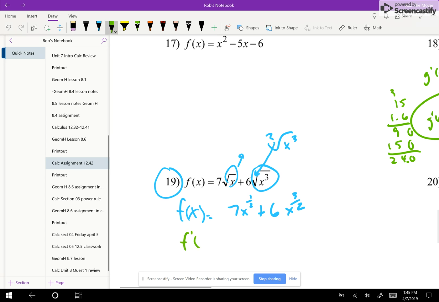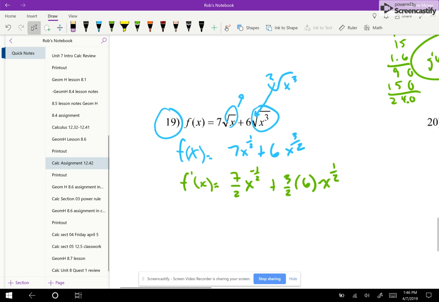F prime of x. I bring the 1/2 in front. That's going to be 7 times 1/2 is 7/2. And 1/2 minus 1 is -1/2. I'm going to take the 3/2 in front. Let me take a step to do that. Multiply by the 6 times x. 3/2 minus 1 is 3/2 minus 2/2, which is just a half.